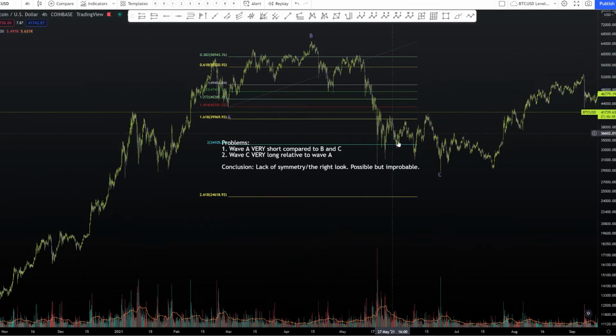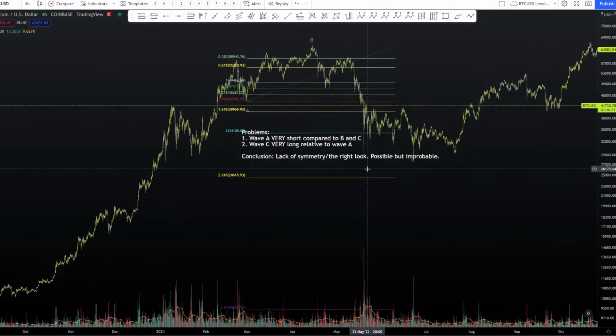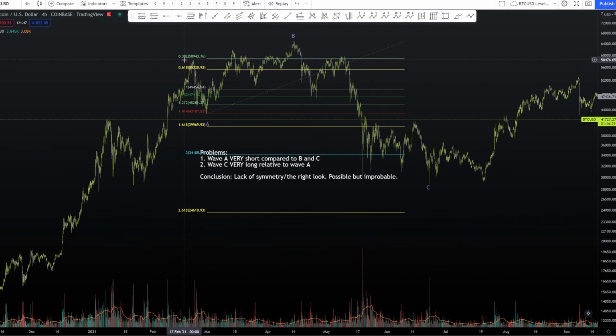This would actually come beyond the 2, so it would be longer than 2 times the length of the wave A, and it looks like it would be about 2.4, 2.3 if we were to guess roughly. That's a very long target for the wave C. So it's not impossible. There's no rule that says the wave C can't come that far down relative to the length of the wave A. However, it definitely takes away probabilities, in my opinion, of this being the correct count.